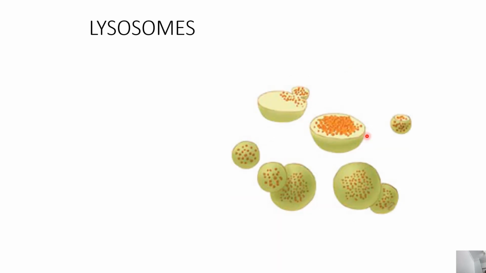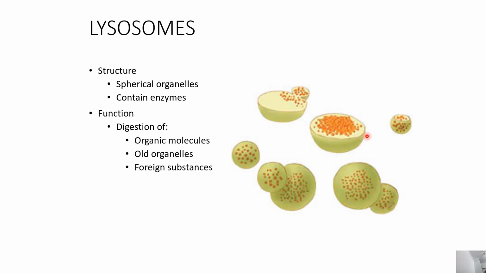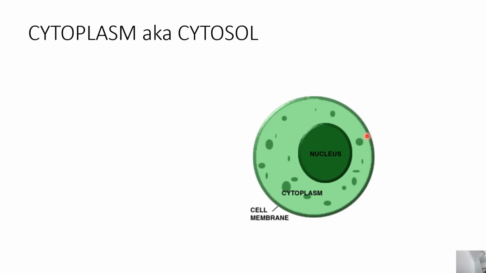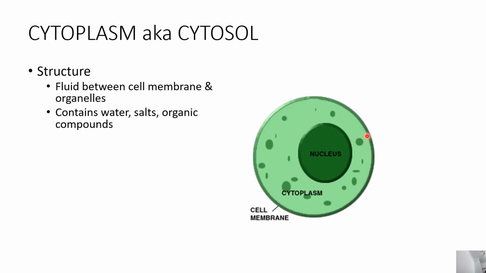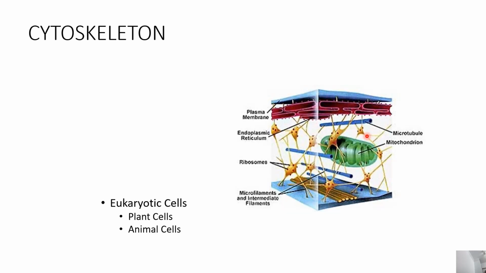Now we come to lysosomes. Lysosomes are structurally spherical organelles that contain enzymes. They help in the digestion of organic molecules, old organelles, and foreign substances. Now, if we talk about cytoplasm, aka cytosol, the structure is fluid between the cell membrane and organelles, containing water, salts, and organic compounds. They help in movement and can be found in different cell types.